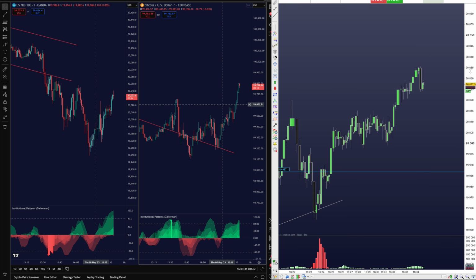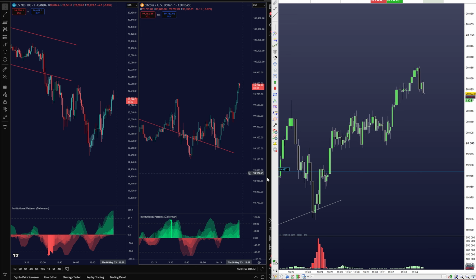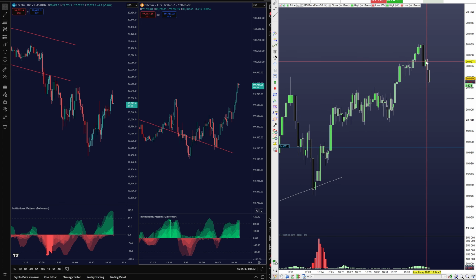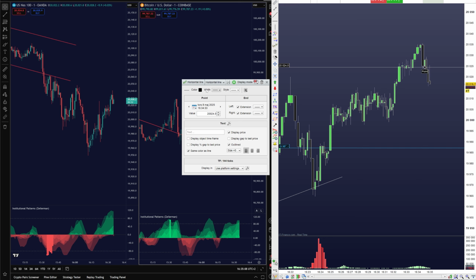Got a little bit of a pullback. I should probably take a little bit of profit right there. Okay, I took a little bit of profit right there. I'm happy with that. I'm super happy. So I took profit in this area. Let's mark it for transparency, right? When we break this low, that I took some profit right there.